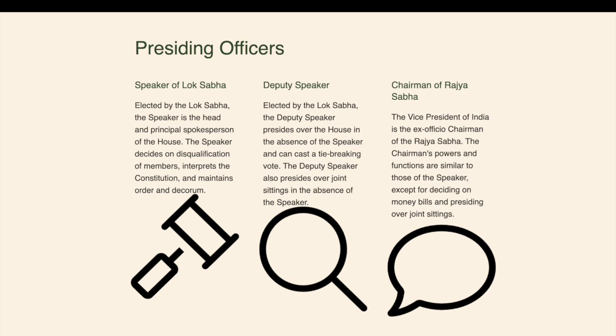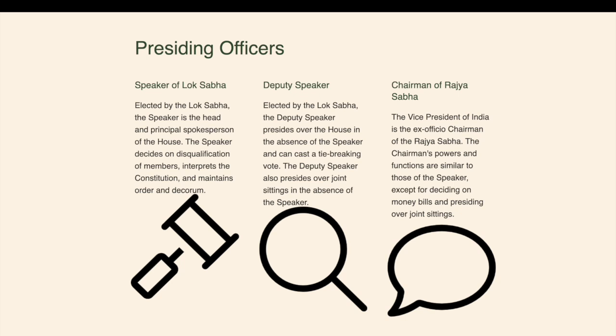Now we will see about the presiding officers. The first is Speaker of Lok Sabha. He is elected by the Lok Sabha, and the Speaker is the head and principal spokesperson of the house. The Speaker decides on disqualification of members as well as interprets the Constitution and maintains order and decorum, and his decision is also final in money bill.